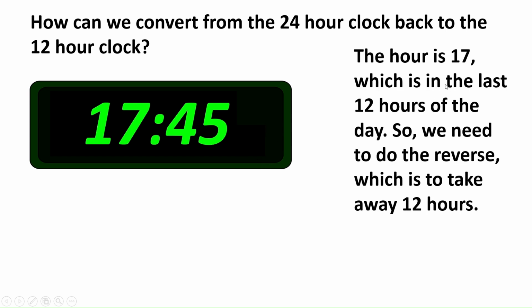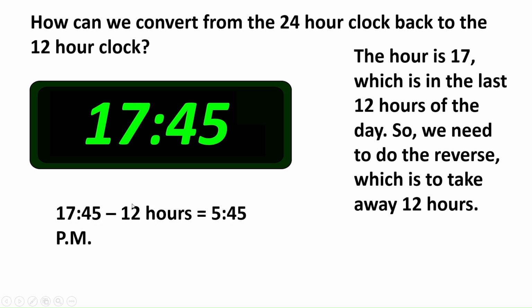We can see that the hour is 17. We can see that 17 is in the last 12 hours of the day. Since the first 12 hours of the day is between the numbers 1 to 12, the last 12 hours of the day are in between the numbers 13 to 24. Since 17 is in between 13 to 24, we need to take away 12 hours, which is the reverse of what we just did, so that it would be in between 1 to 12.